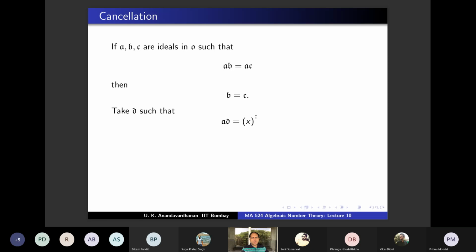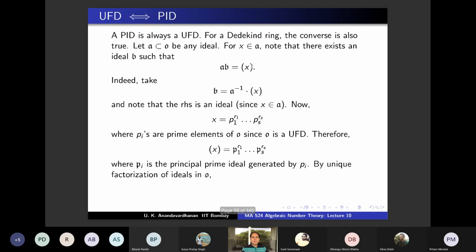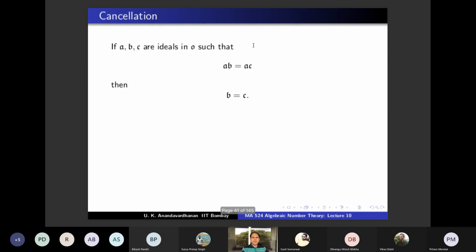From the proof last time, what do we know? X belongs to A, right? In the proof here, we proved that AB equals (x), where x belongs to A. So similarly here, you can write it as singly generated, for some x in A. And therefore, you have AB equal to AC, multiplied by D on both sides. So this will be ADB, that is XB, and this will be ADC, that is XC.